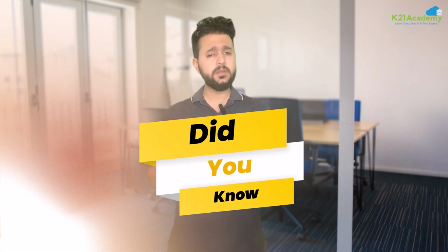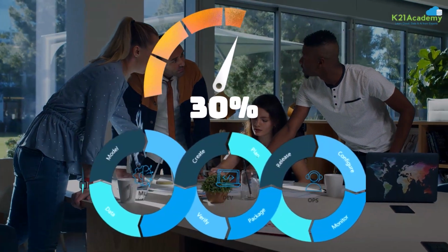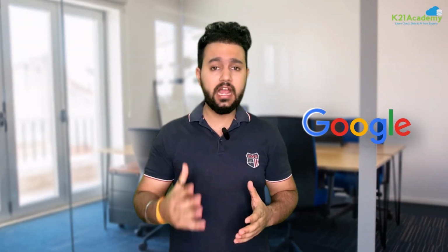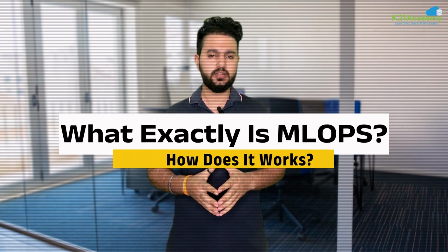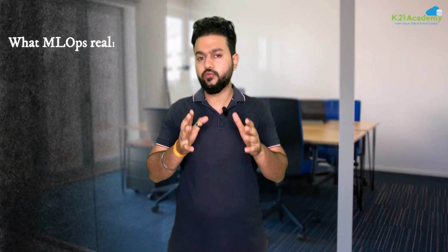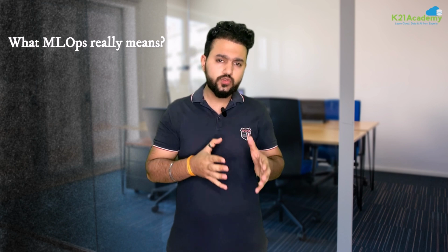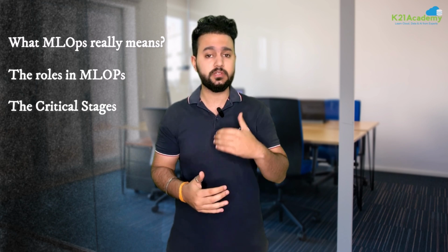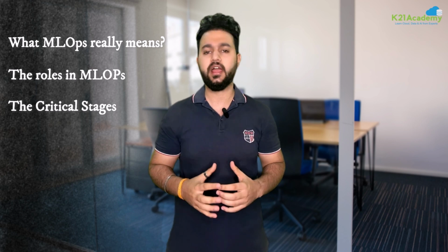Did you know that companies using MLOps see 30% faster deployment rates? That's why tech giants like Google, IBM, and AWS rely on MLOps to power their AI deployments. But what exactly is MLOps and how does it work? So in this video, we will break it all down, from what MLOps really means to the roles in MLOps and the critical stages that take machine learning models from development to real world impact.